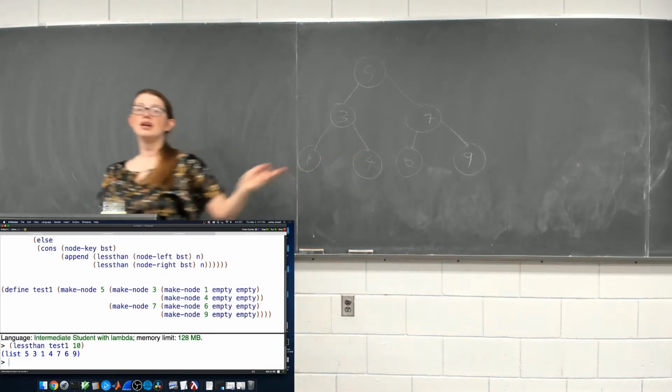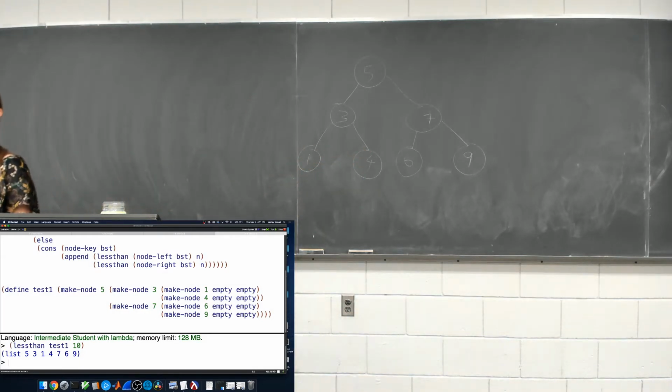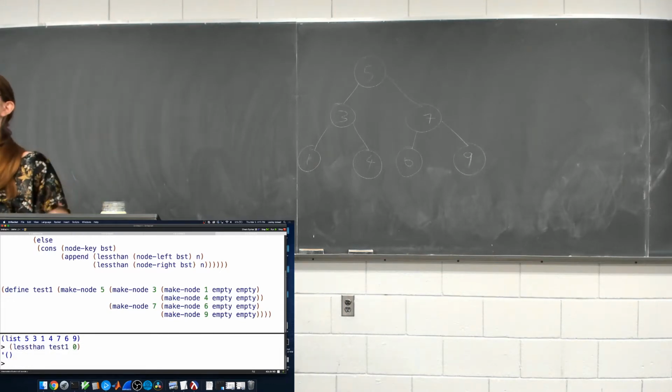We get them all. Now, I want to produce a list of all of the nodes in the tree that are less than 0. Well, all of these nodes are bigger than 0, so this should give us an empty list. And we get our empty list.